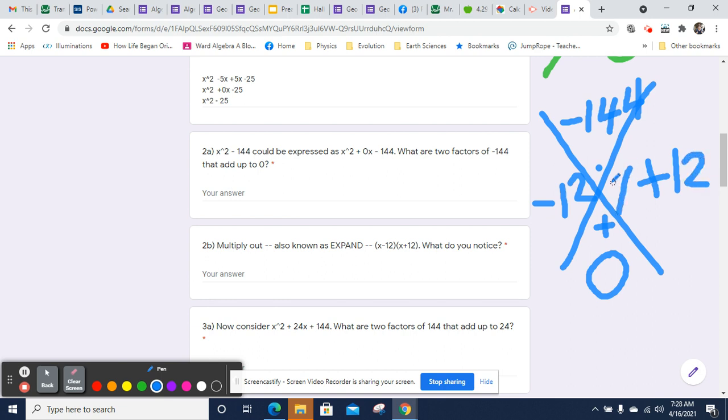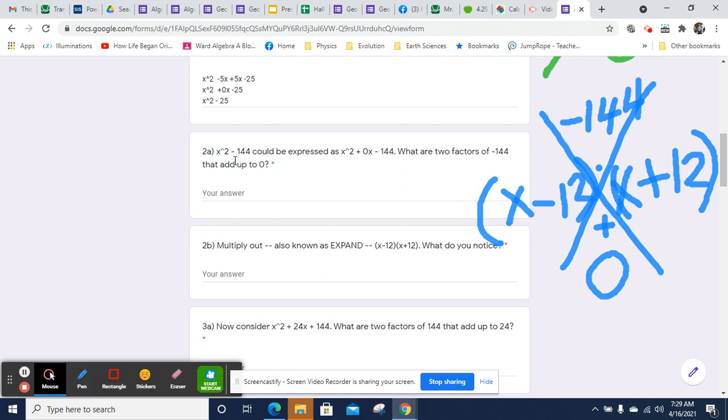If I wanted to, I could factor x squared minus 144 into x minus 12, minus the square root of 144, and x plus 12, plus the square root of 144. And this will produce a difference of squares. Those factors, of course, were negative 12 and 12.